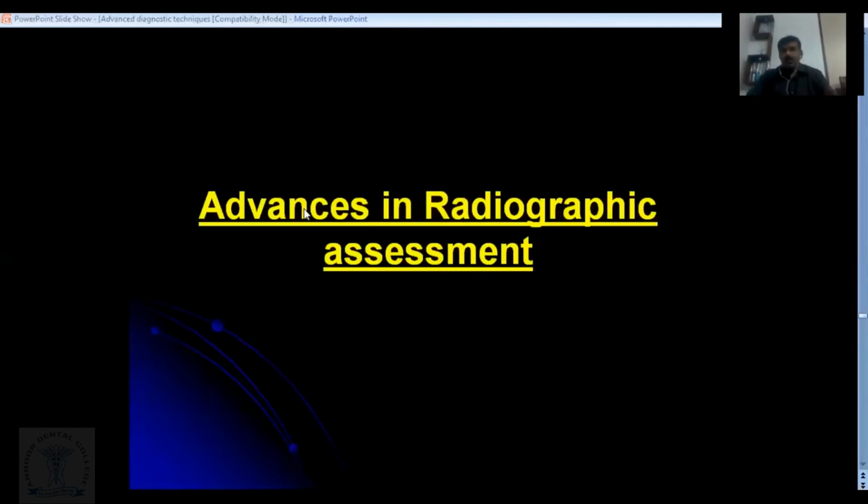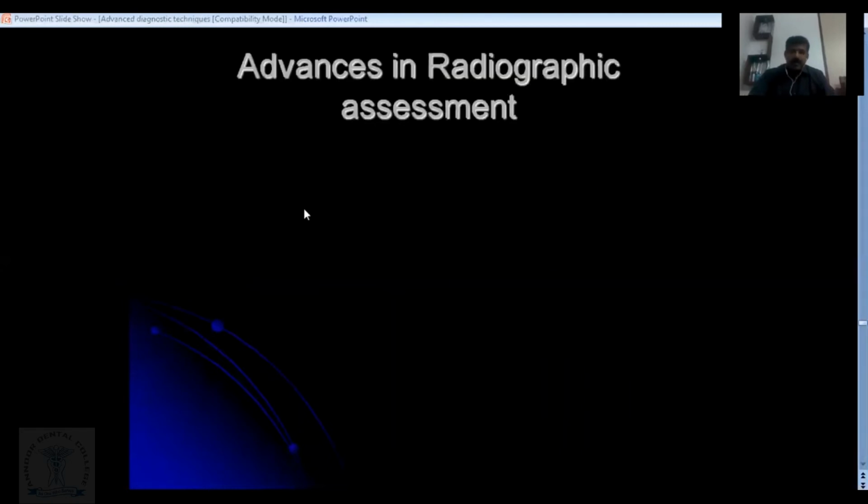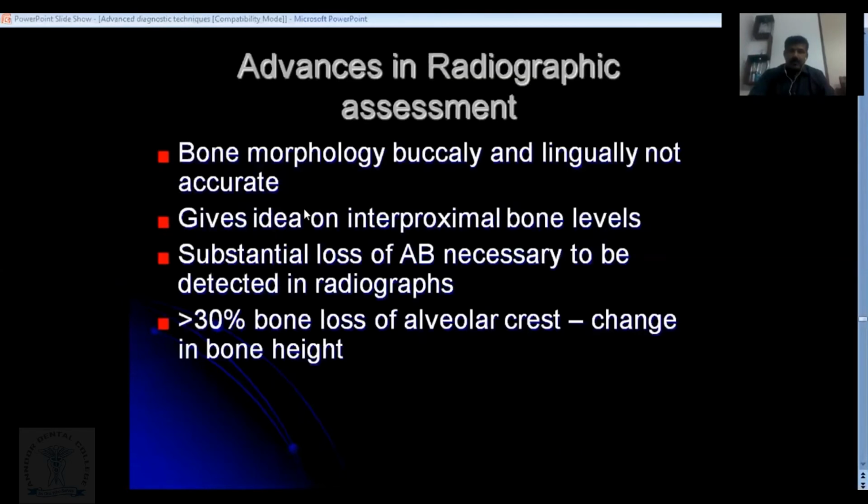Now we go to the second part of advanced diagnostic aids, which is known as advances in radiographic assessment. Right? Now, what is the need? We diagnose periodontal disease by taking radiographs. We may take an IOPA, a bitewing, or an OPG, a panoramic radiograph, and then try to diagnose periodontal disease. But there is a lot of missing data in that.